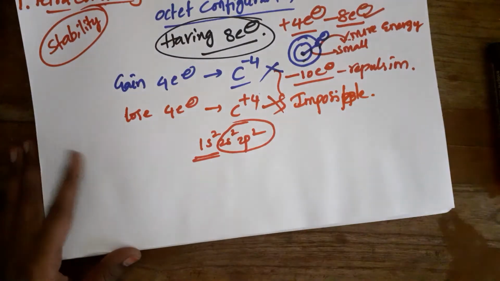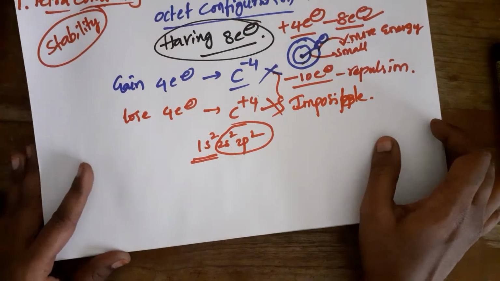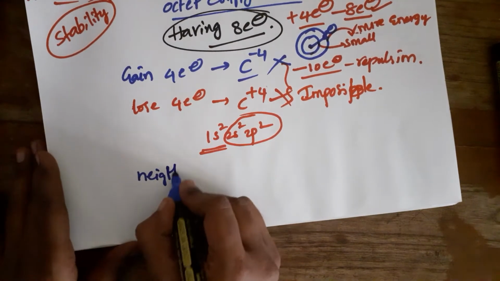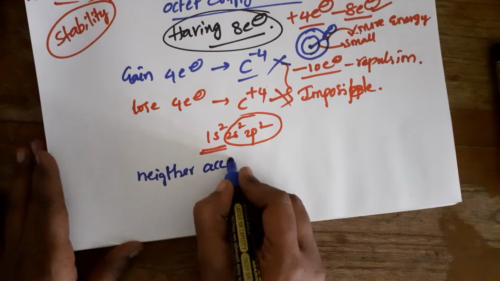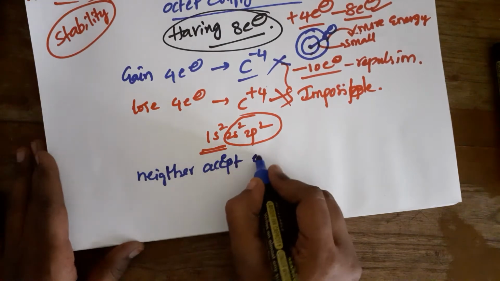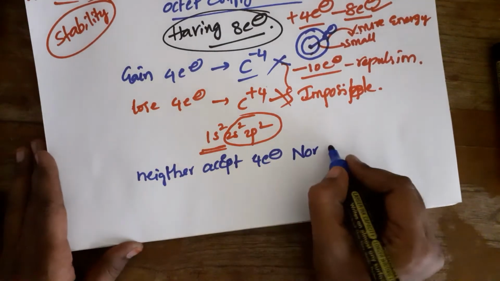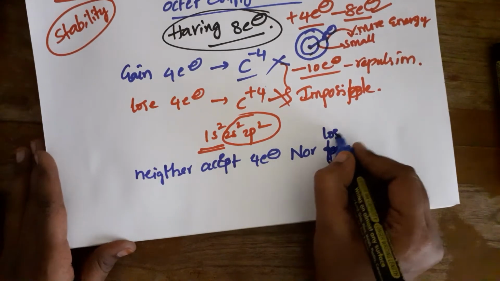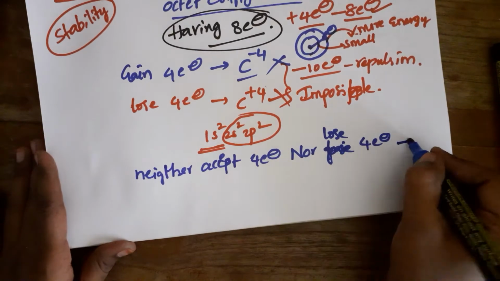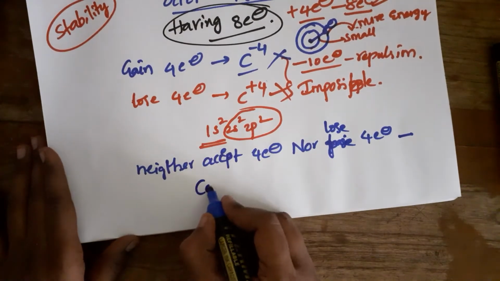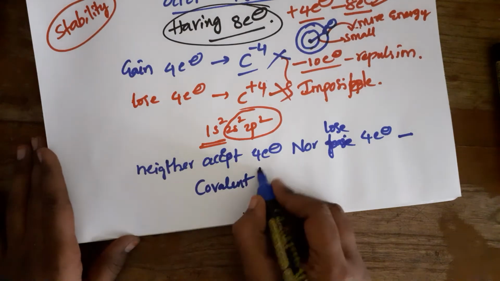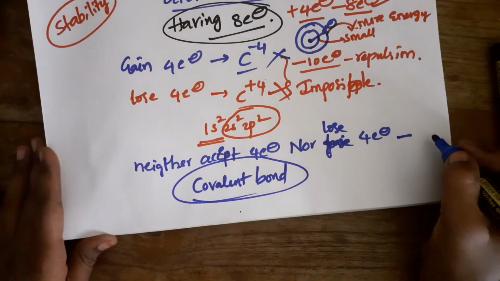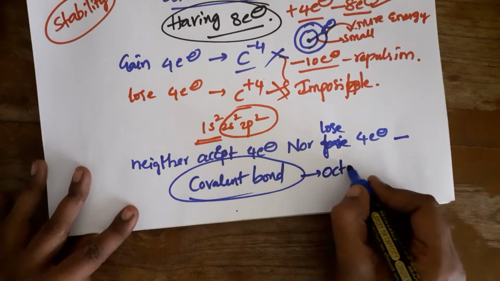Then how does it get the octet configuration? How does carbon become stable? It can neither accept 4 electrons nor lose 4 electrons. But it undergoes covalent bonding. By forming covalent bonds with other elements, it can get the octet configuration.